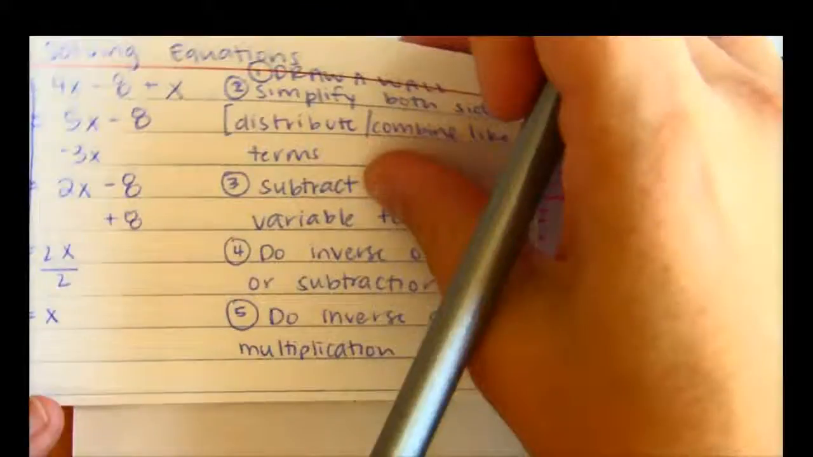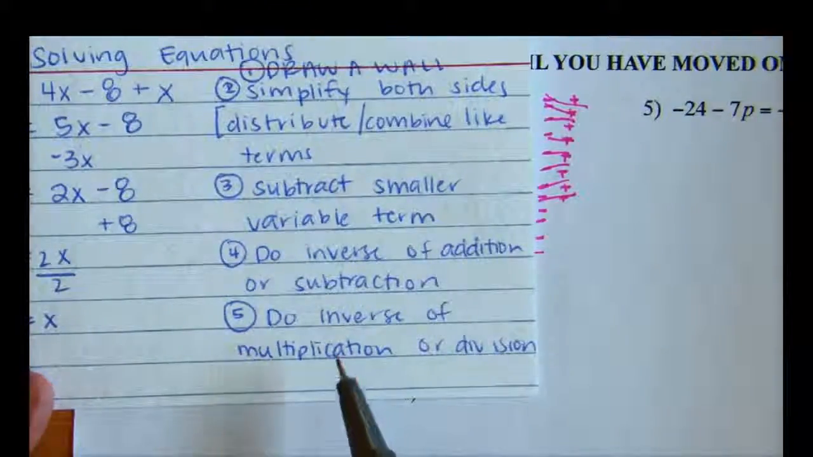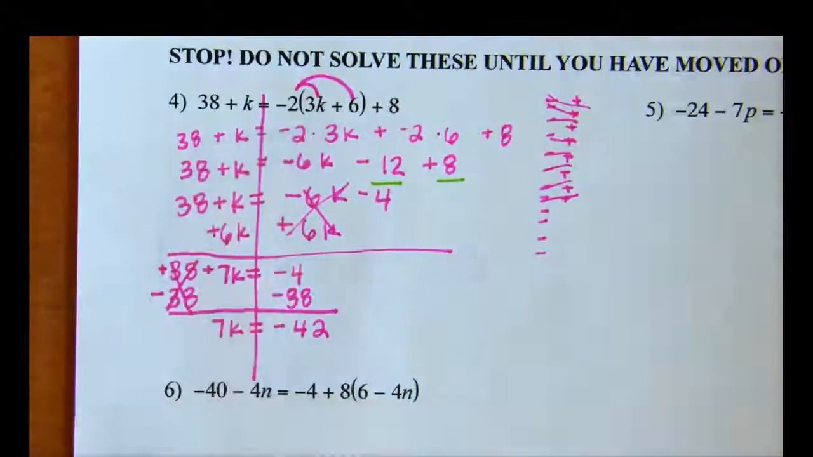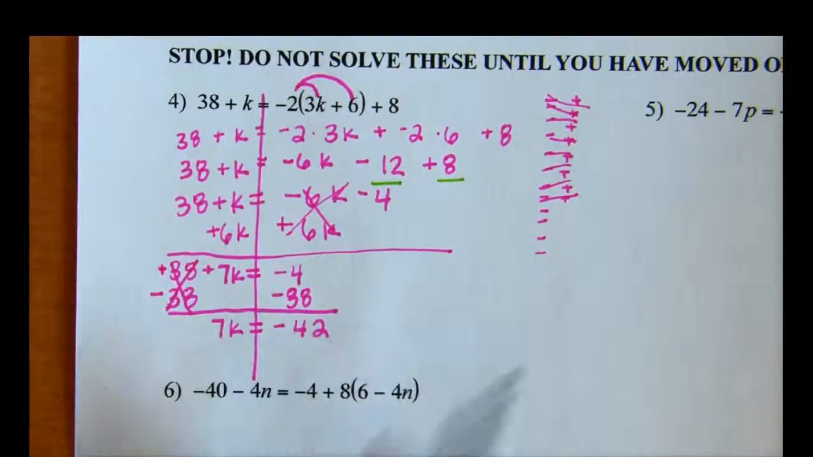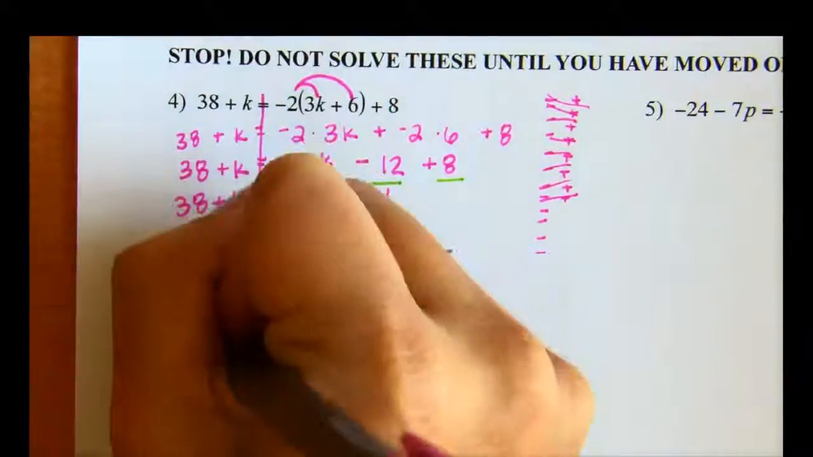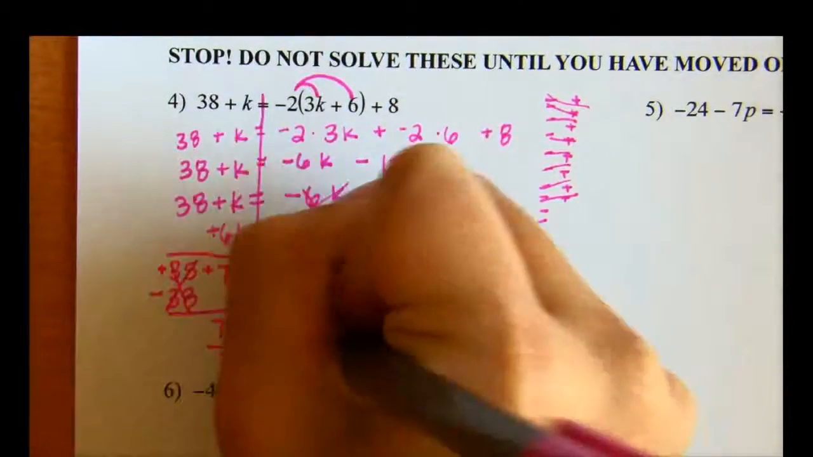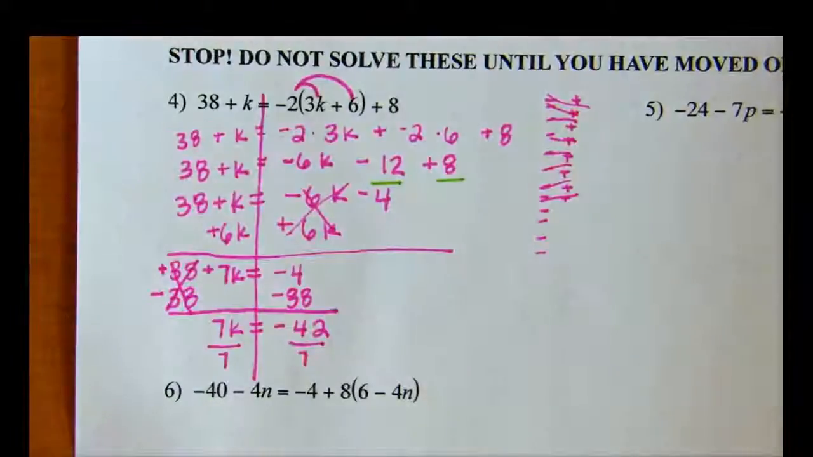Okay, my last step is to do the inverse of multiplication or division. Where do I have multiplication in this problem? Great. My 7 times k tells me to multiply. So to get rid of that multiplication, to get rid of that 7, I'm going to divide by 7 on both sides.